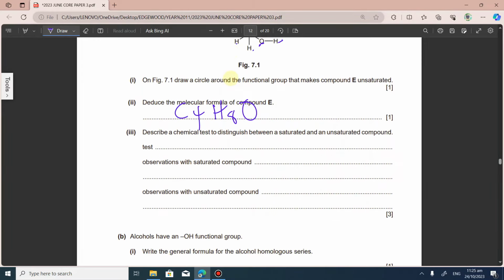Describe a chemical test to distinguish between a saturated and an unsaturated compound. Now, the test that we majorly use to do this is to use bromine, or we say aqueous bromine water. So we keep adding bromine water. When you add bromine water, what will you observe for the saturated? Remember, we said the unsaturated have double and triple bonds, while the saturated are simply single bonds in between 2 adjacent carbon atoms.